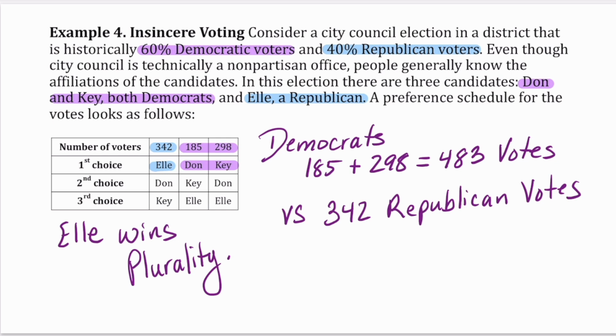So someone might choose, instead of voting their true preference of Dawn, to vote for Key to guarantee that even if their person, Dawn, doesn't win, at least another Democratic candidate would win. And that would be considered insecure voting: if someone votes differently from their actual preferred choice.